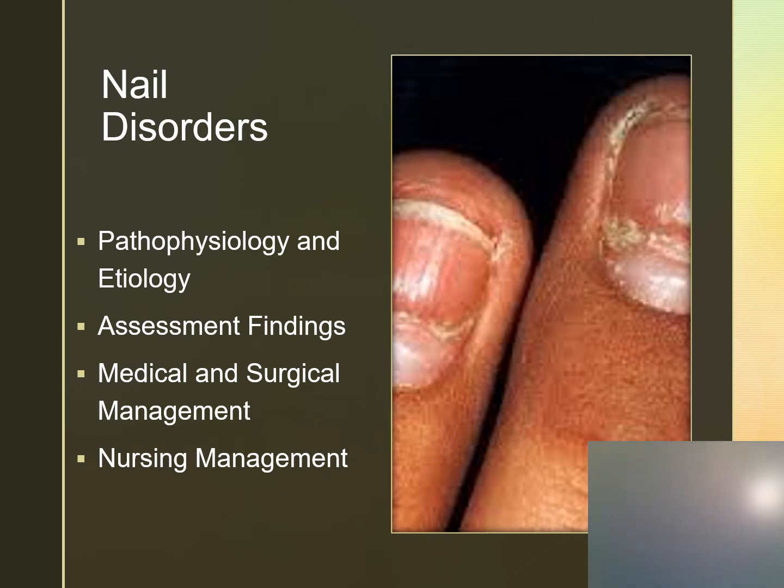Ingrown toenails usually will occur on the inside edge of the great toe. They can be caused from an inherited trait, may be caused by fungal nail infections or improper shoe fitting or trimming of the nails. We will see swelling, redness, pain, maybe some purulent drainage or odor.